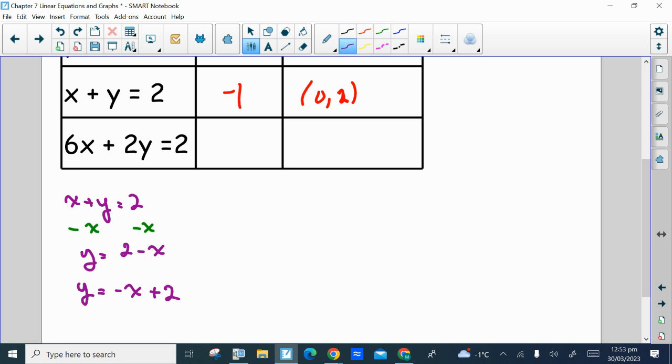Okay, looking at the next equation. Olivia, is that a line?